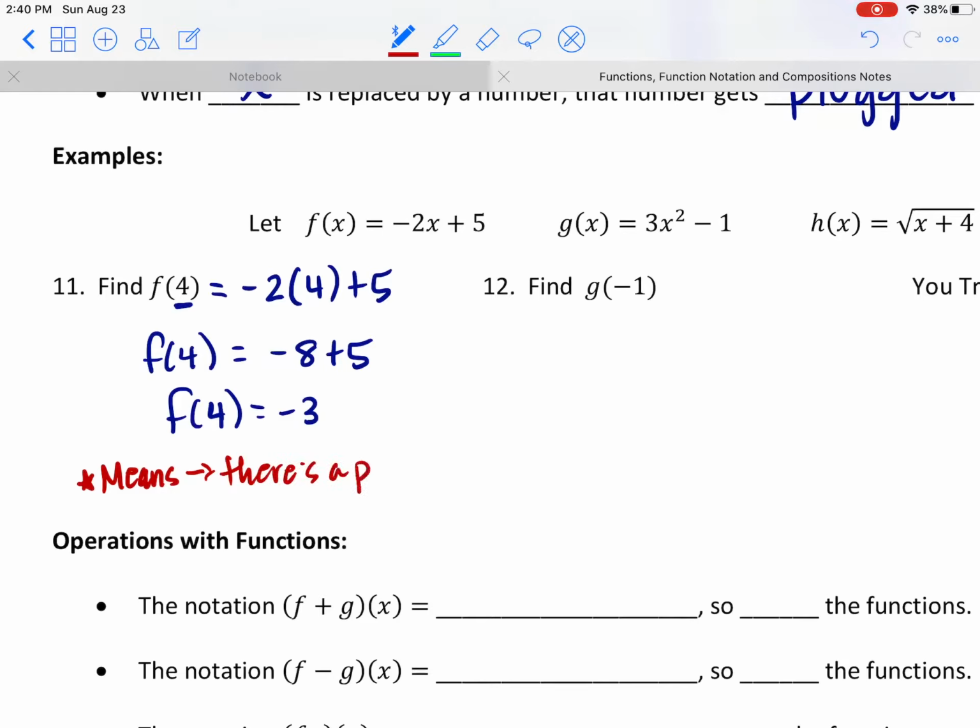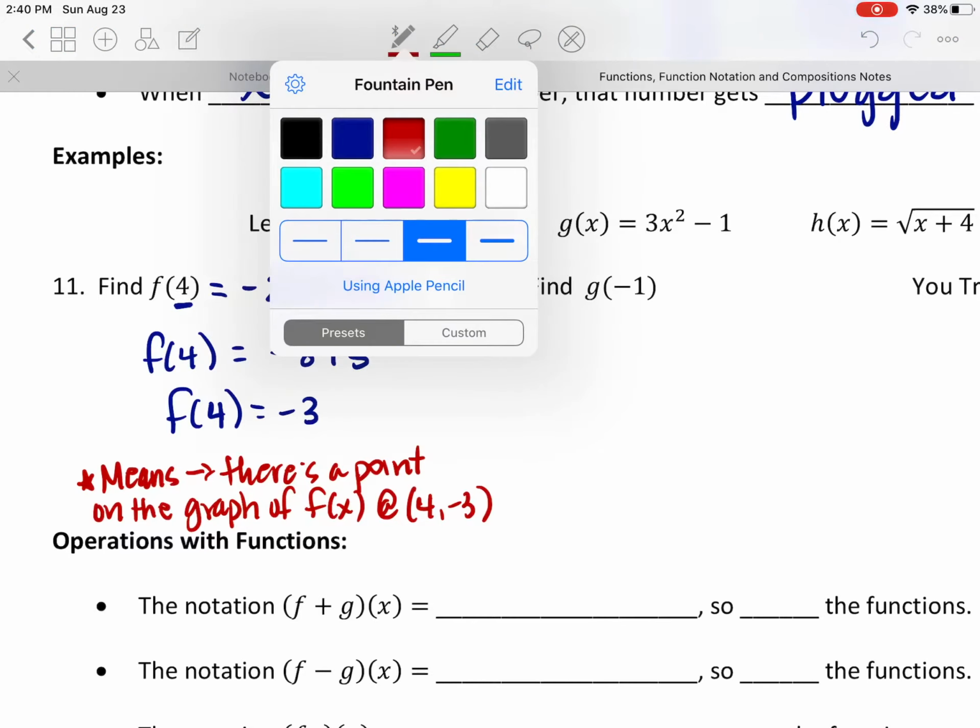there's a point on the graph of f of x at 4 and negative 3. Okay, now that's not something that you would have to write for an answer every time. I just want you to understand what you're doing. Okay, so let's look at the next one.